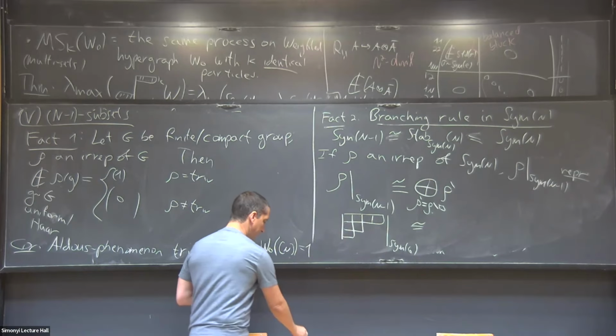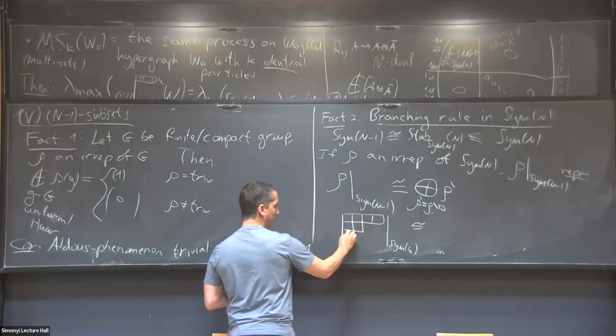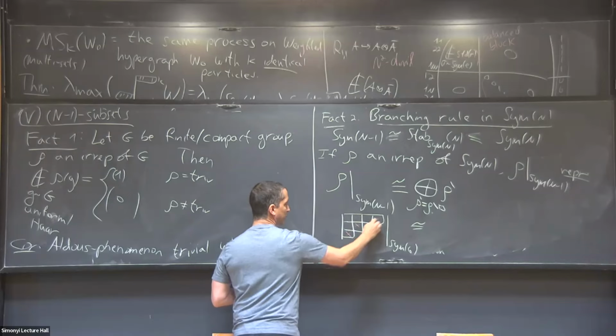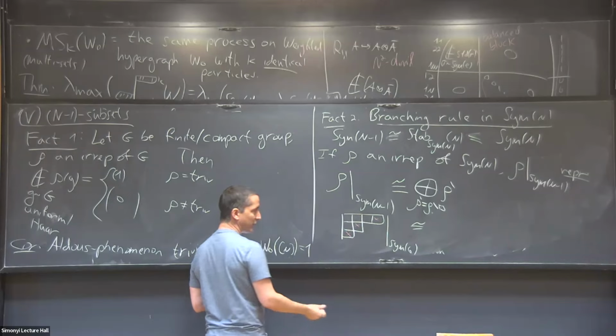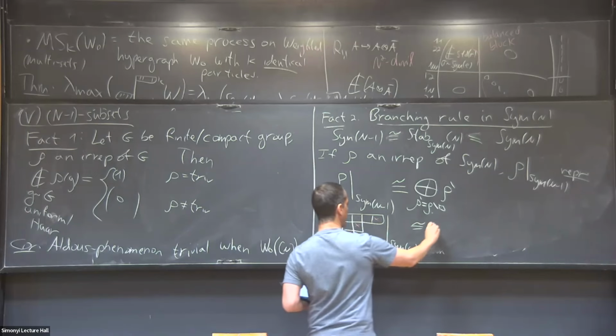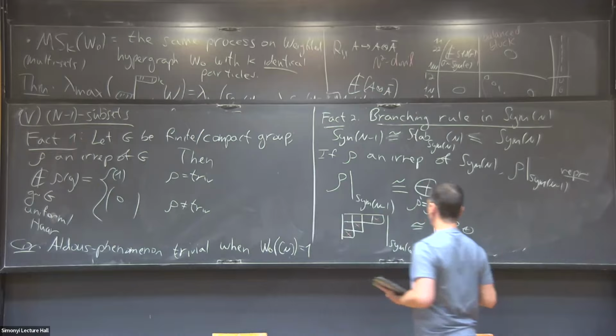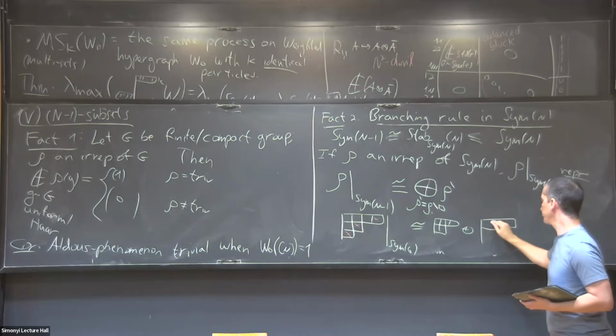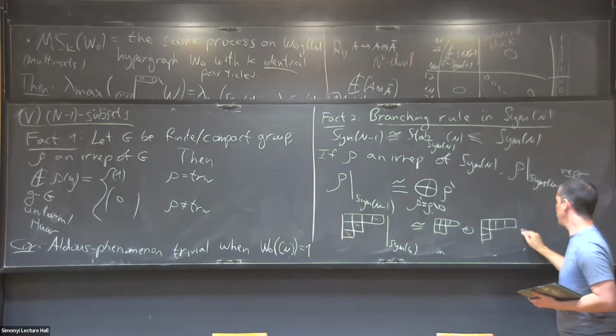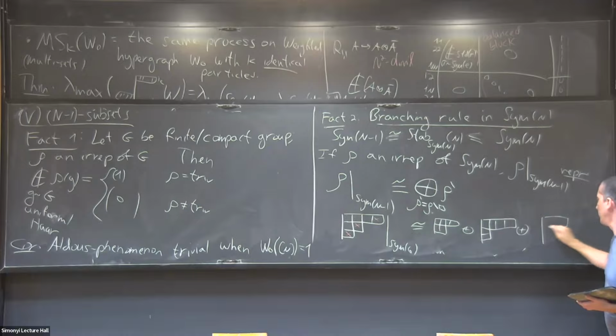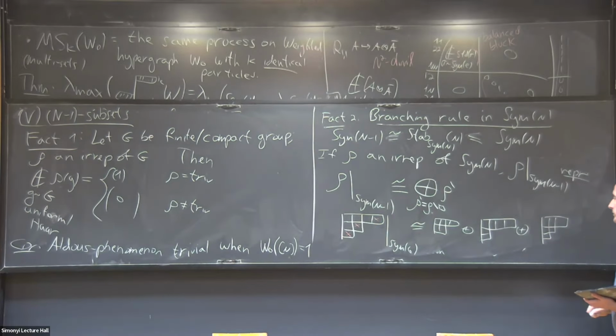So which squares can I remove? I can remove this one, and this one. I can always remove corners. I can't remove anything which is not a corner. So what I get is this, plus this.